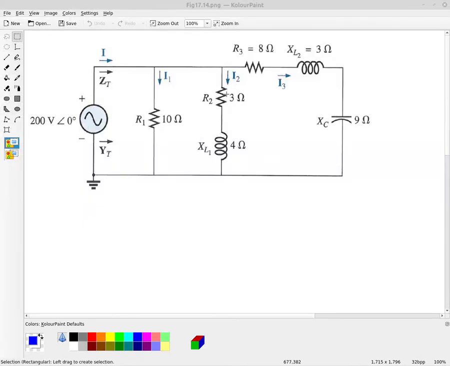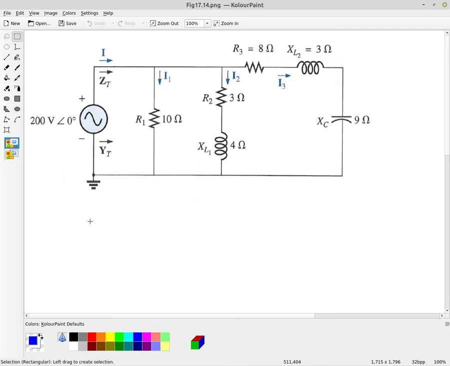So in this video we have a series parallel RC circuit, and what we want to do is solve for the total impedance and then the total current and also the total admittance, and find the currents through each of the branches of the circuit.